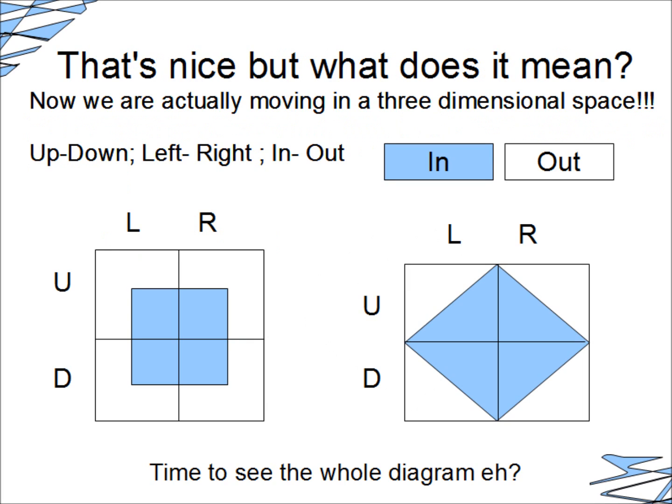Okay, so that's nice, but what does this stuff mean? Well, it means we're now in the 3-dimensional space. We now add an in and out dimension. So we have left, right, up, down, and in, out. So how does this actually work?